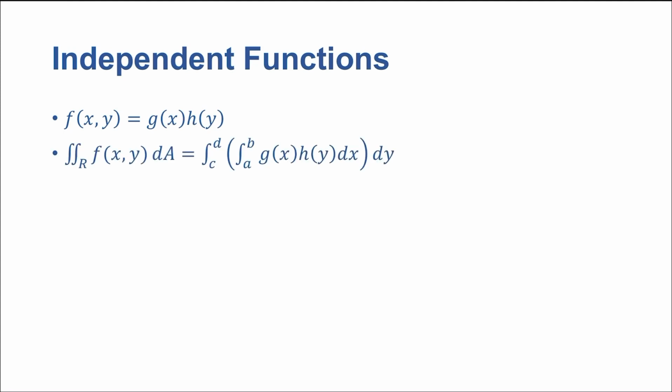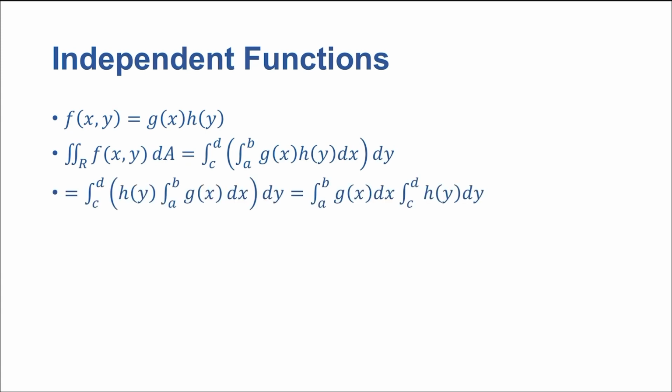Now I'd also like to discuss independent functions. There are some special cases where our function of x and y can be defined as a product of functions of single variables. So we could get f of x, y equals g of x times h of y. Now if we want to integrate this over a region defined by a Cartesian product, we get the integral between c and d, the integral between a and b of g of x times h of y dx dy. Because h of y doesn't depend on x, it won't be relevant to the integral, we treat it as a constant. So we can throw that outside of the integral. We get the integral between c and d of h of y times the integral between a and b of g of x dx, and then dy.